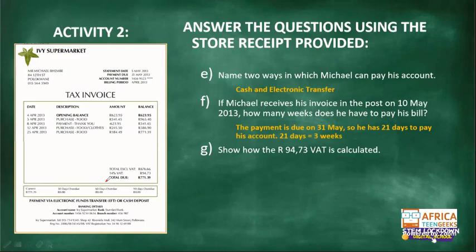And then the last thing quickly, show how the 94 Rand VAT is calculated. Okay, we know what the amount is, it's 94 Rand. We just use the total excluding that, 676.66, and times that by 14%. And we will get our answer.